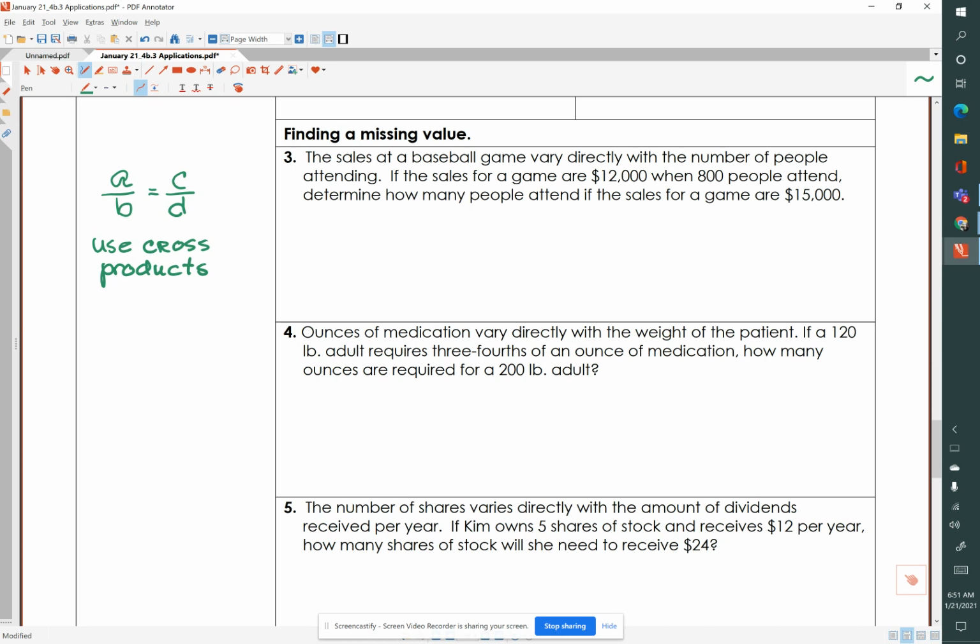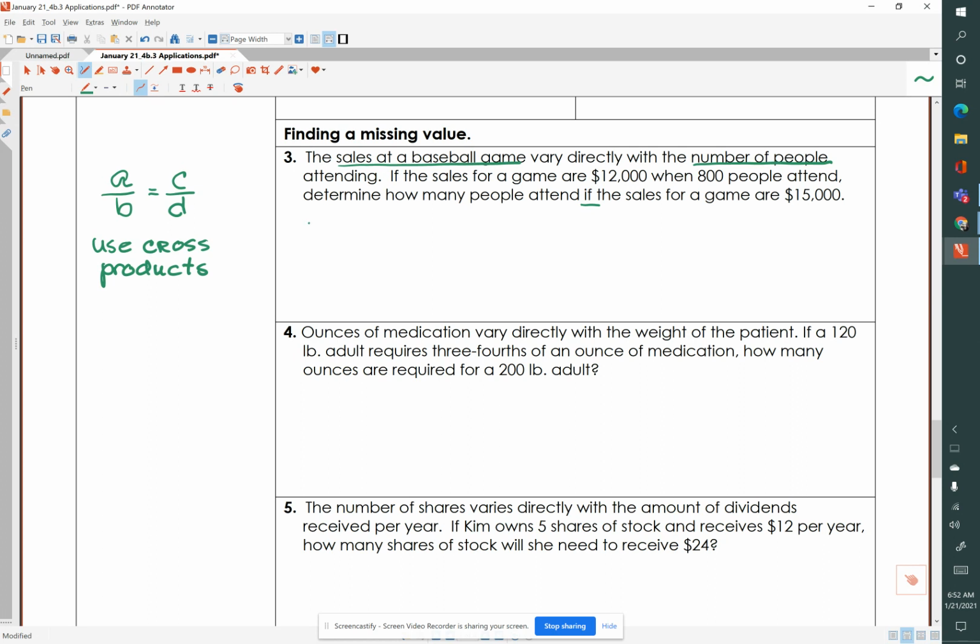Okay, so what do I got going on here? I've got sales at a baseball game, sales and number of people attending. So let's just finish reading the problem. If the sales for a game are $12,000 when 800 people attend, determine how many people attend if the sales for a game are $15,000. I've got two sets of points here.